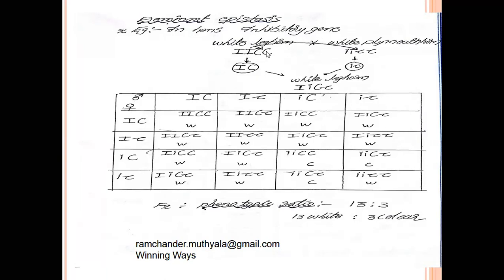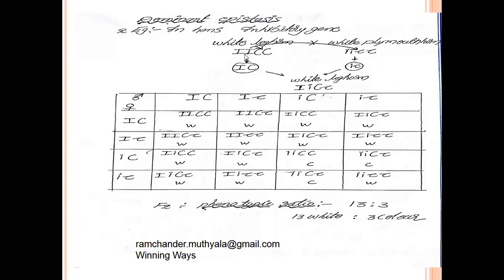See here, it is the parental generation. Hens containing capital I, capital C genes in homozygous condition have white-colored hairs, called white leghorn hens. The next one, recessive hens containing small i, small c, are white Plymouth Rock hens.